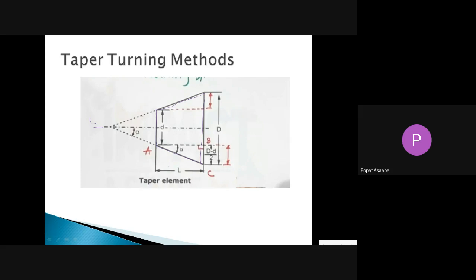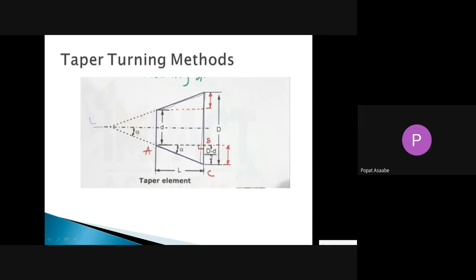Then they have given the length of the taper. See, this is the length of the taper. That much length, up to that much length, we want to make the taper. Okay, this is not the length of your workpiece. Okay, this is the taper length only. Now in this figure they have given capital D, small d, and the length also.